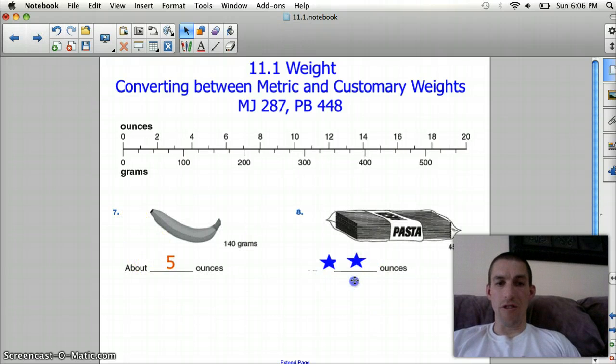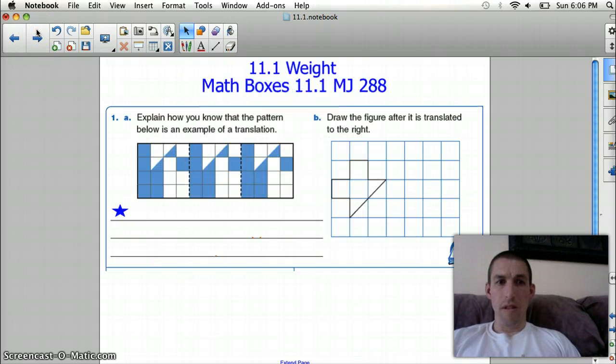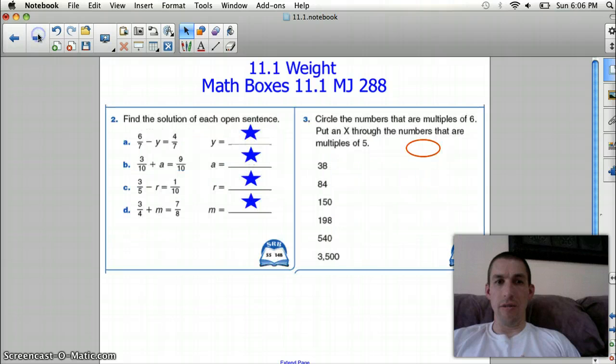What about these? Pause and try. Sorry, let me get them out of the way. Good. And we just talked about how this is translation. These are slide, and these are going to be things that you're asked to do next time.